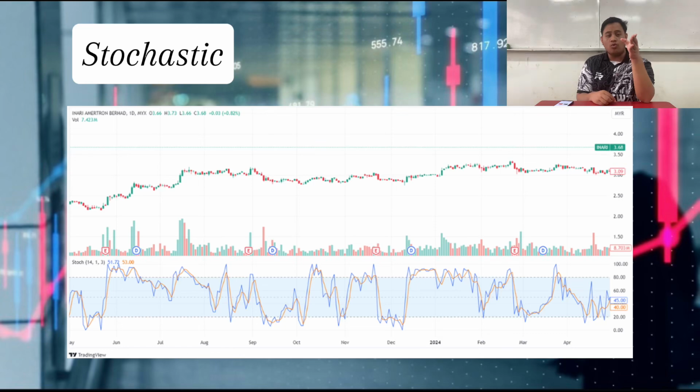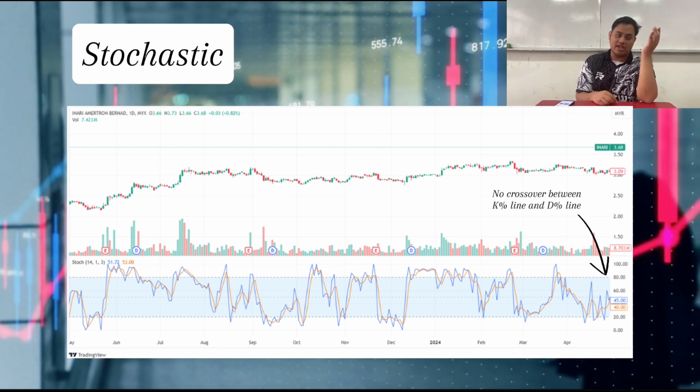For the selling signal, when there is a crossover between the K percentage line and the D percentage line from above, or when the value of the K percentage line is above 80, it is considered overbought. Based on the data on 30 April 2024 for the Inari stock, there is a hold signal because there is no crossover between the K percentage line and the D percentage line, and also the K percentage line value is not in the overbought or oversold region.